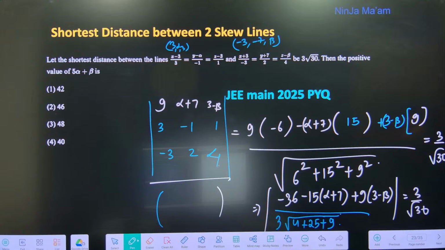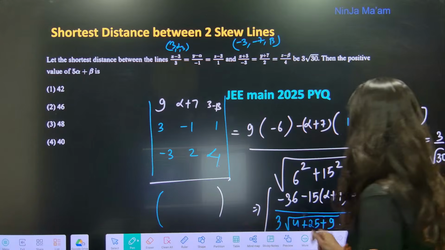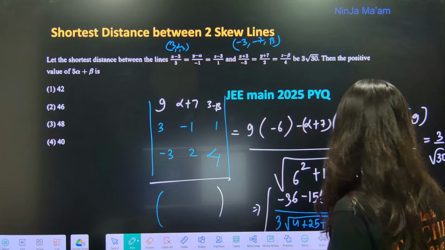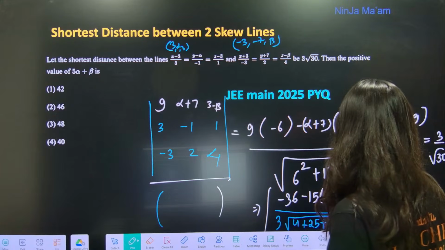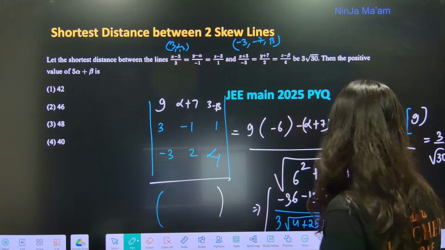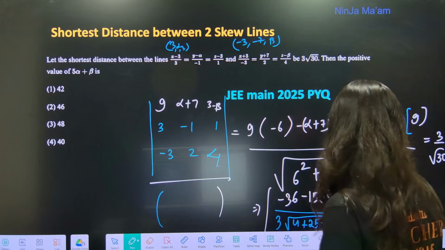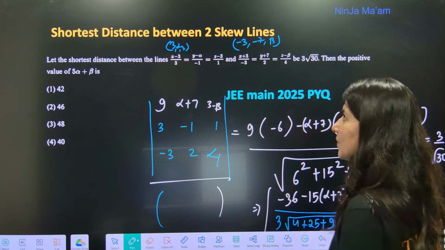If I take 3 out, it will be 6, 15 and 9, correct? It should be 30. If you take this, 4, 5 ka square is 25. Have I done anything wrong? And this is 3, 3 ka square is 9. So hold on, this is 29, 29, 38.